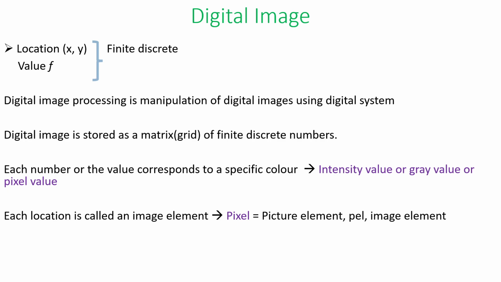And the location at a particular x comma y is called a pixel, which is a combination of two words. Just like Virat plus Anushka is Virushka, picture plus element is pixel, or you call it pel or image element. So the basic building block of an image, you call it a pixel.